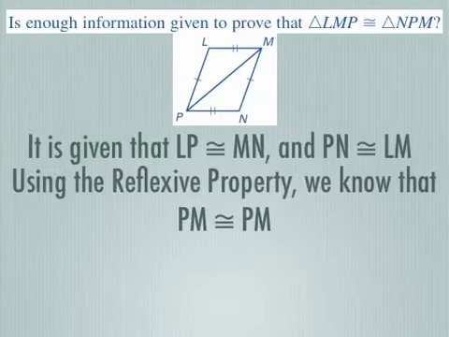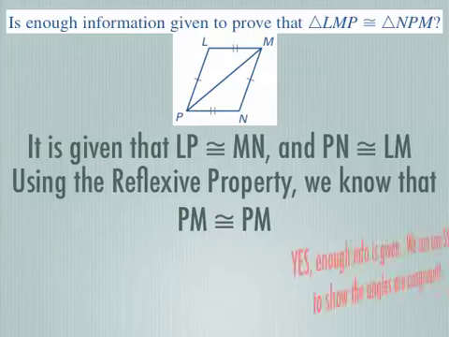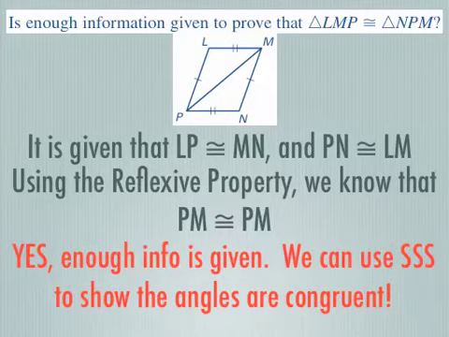I can use that reflexive property to say that PM is congruent to PM, and then I have three sides of one triangle that are congruent to three sides of the other triangle, and so I can say that there is enough information given. We can use the side, side, side congruence postulate to show that the angles are congruent.